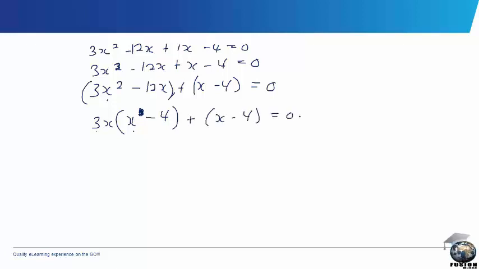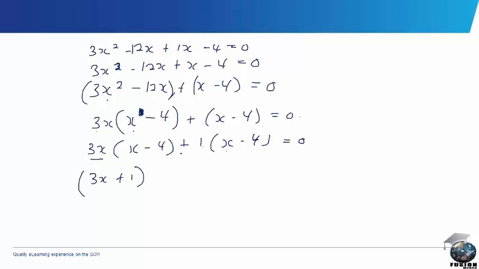So how do we figure out what comes out of this bracket? There is a common factor to every value, and that common factor is 1. Because when one multiplies a bracket, the bracket remains the same, so we just put 1 as a factor here. And so the factors we have here are 3x plus 1, and x minus 4, equal to 0.